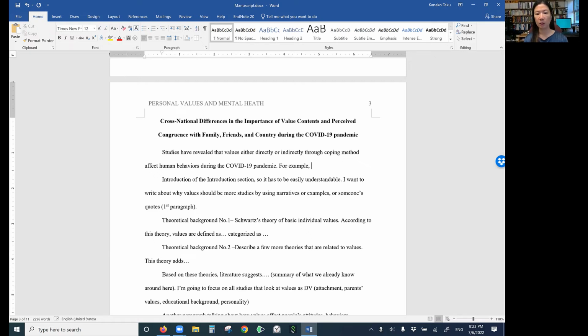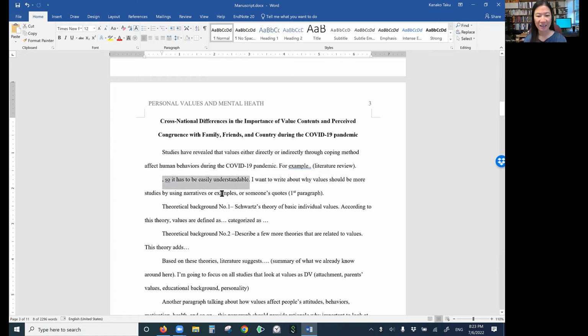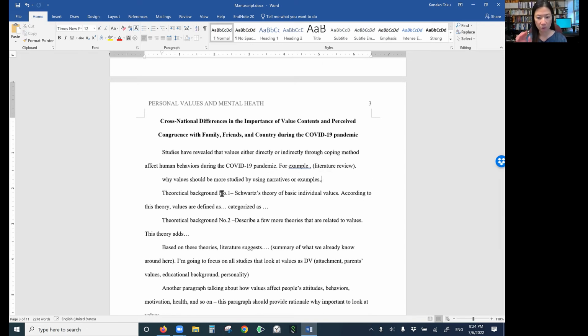For example, then I'll do a literature review to talk a little bit more, because it's the introduction, the first paragraph. I wanted to have some kind of welcoming, easy to read, easy to understand introduction. Yes, an introduction of the introduction. So it has to be easily understandable. I want to write about why values should be more studied, by using narratives, for example, or somebody else's quotes. I'm not going to do quotes. I will just do the literature review.